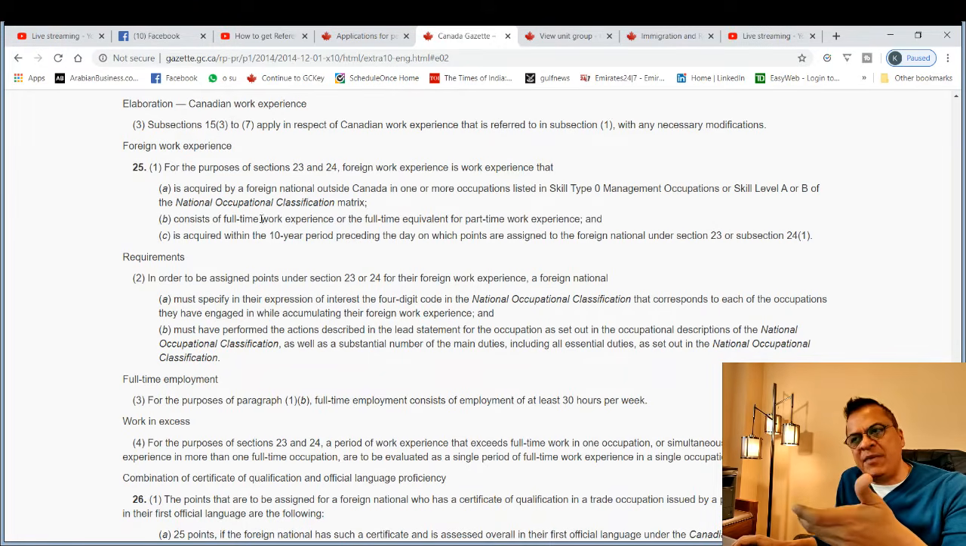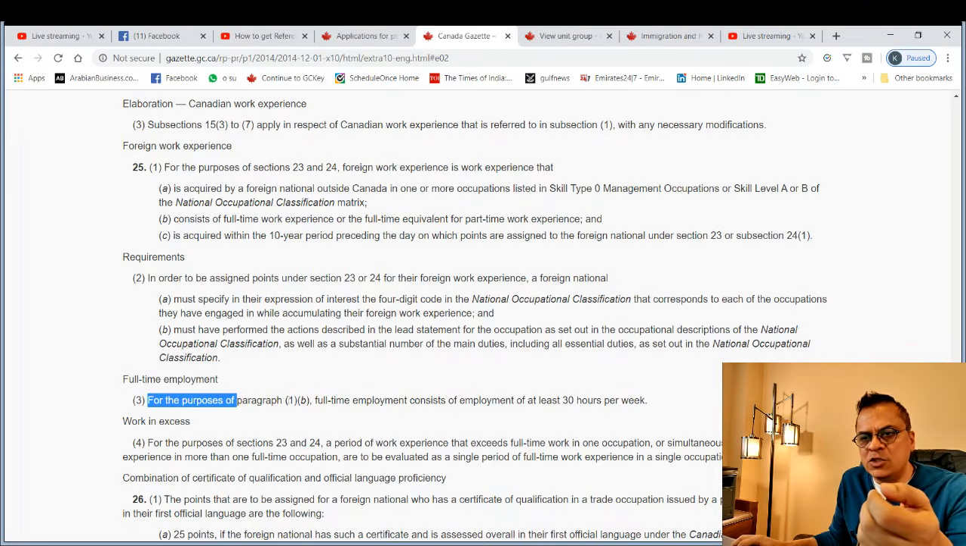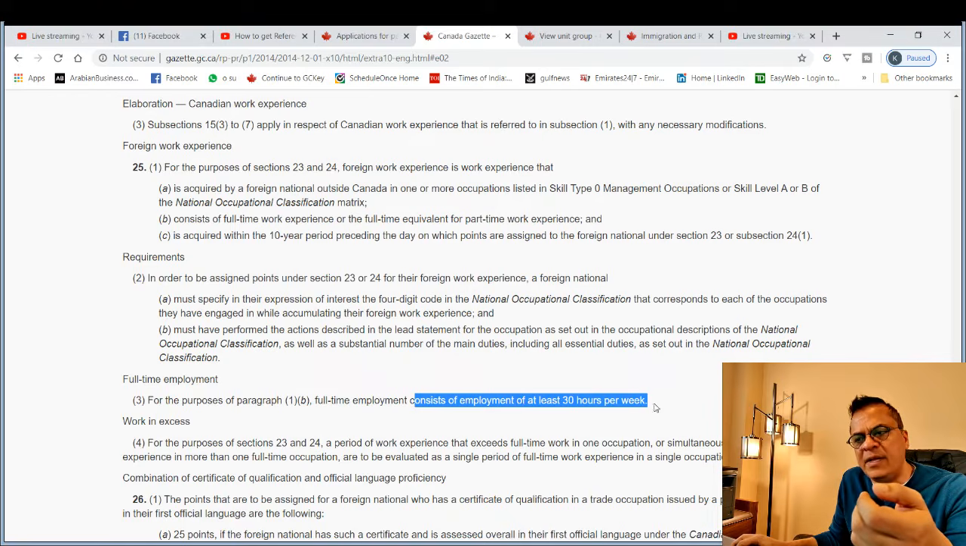It consists of full-time work experience or the full-time equivalent of part-time work experience. Earlier in this document it's mentioned: what is full-time employment? Full-time employment for the purpose of paragraph 1(b) consists of at least 30 hours per week. That is what will make your work experience full-time.